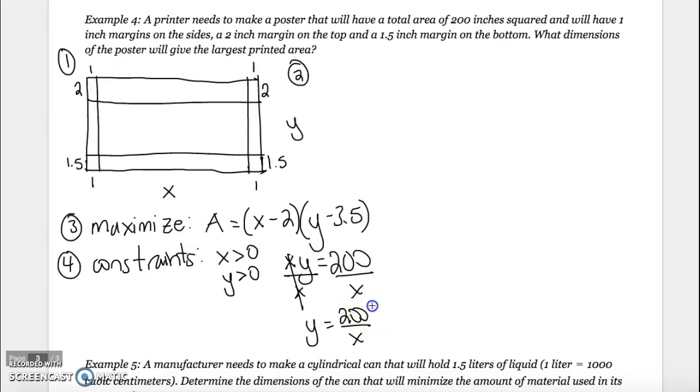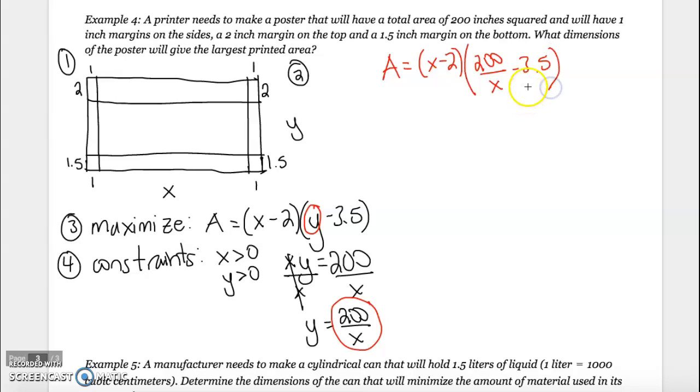And so now I'm going to use that to plug in for y here. So then I'll end up with the equation A equals x minus 2 times 200 over x minus 3.5. And then here you have a couple of options. I'm actually going to rewrite this first by foiling it before I try to take the derivative. You could take the derivative by using product rule as well.